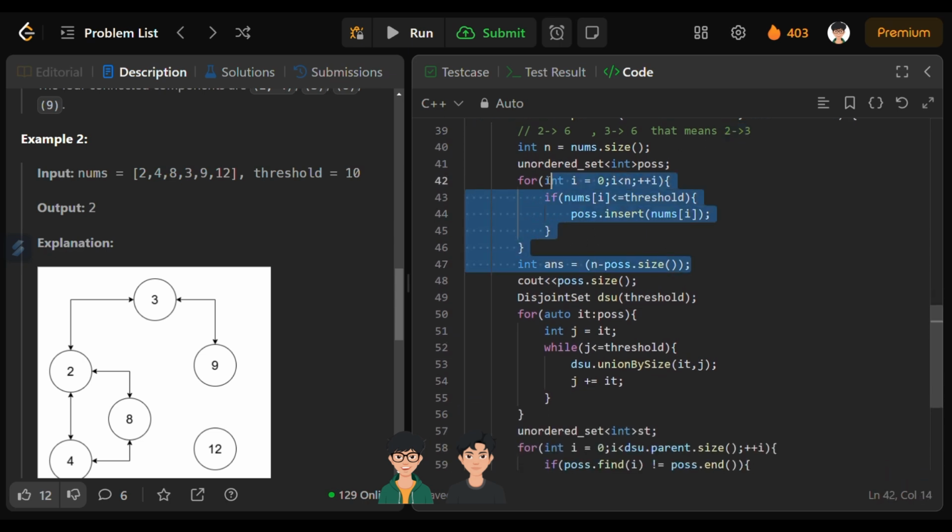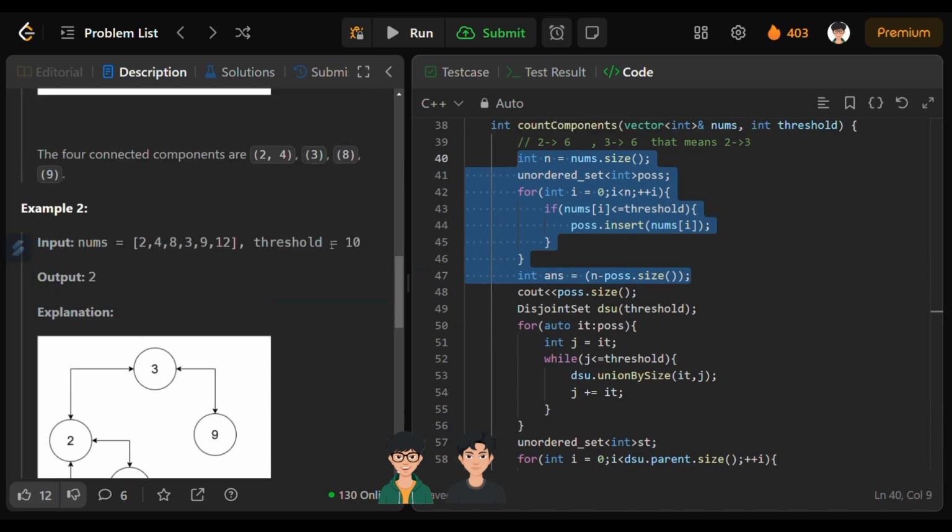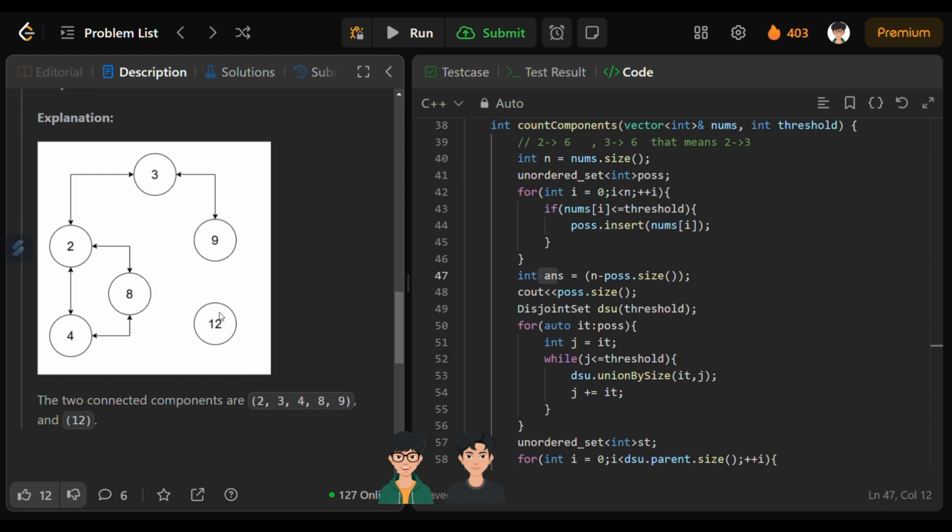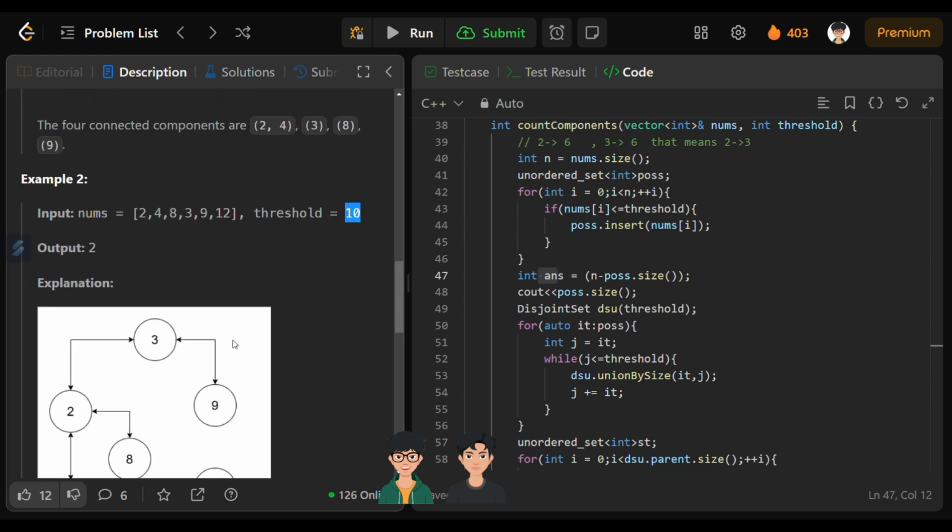This is the code for it. This is the part in which we are rejecting the elements which are greater than 10, and we are including that in the answer. So in this we are having 12, only 12 as greater than 10. So 12 is one connected component, and for all these three numbers we have to create a graph and then find how many connected components there are in this graph.